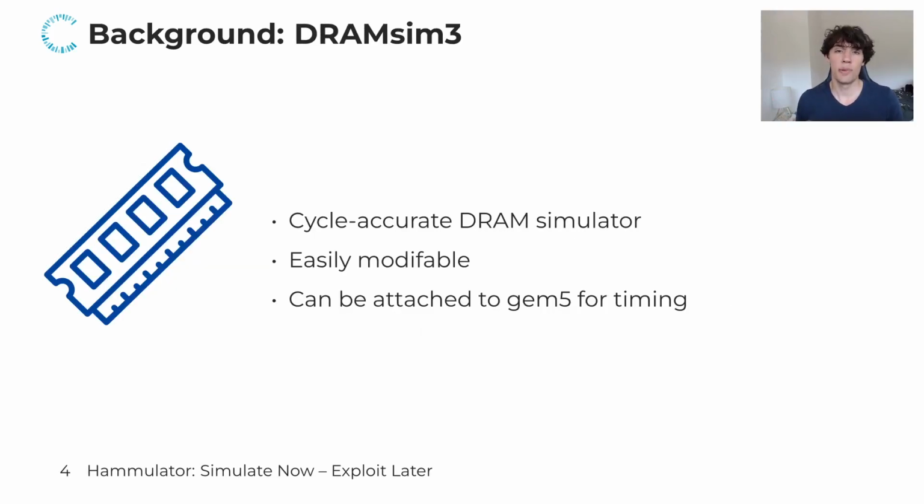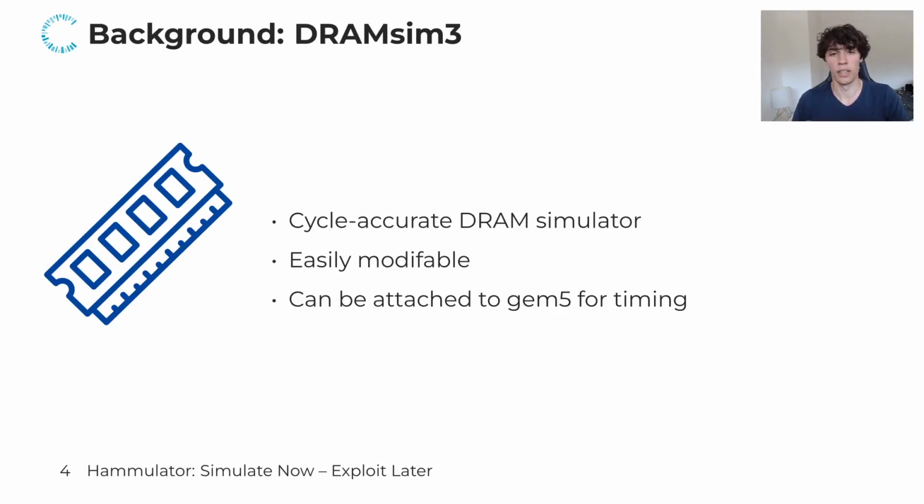Then there's also DRAMSim 3, which is a cycle-accurate DRAM simulator. It's easily modifiable, and the best part for us is that it can be attached to GEM5 for timing information. So GEM5 simulates the cache timing, and then it goes to DRAMSim 3, and that one does DRAM timing.